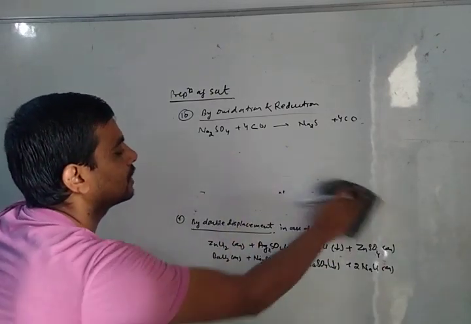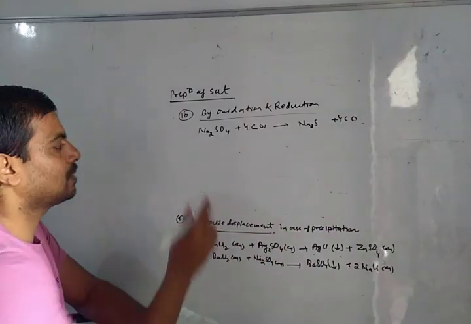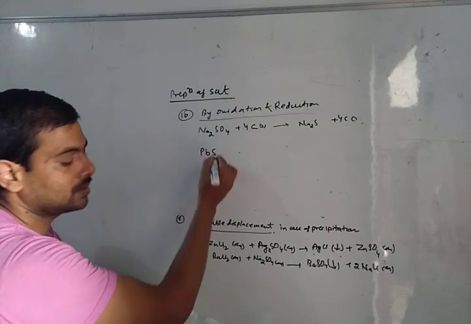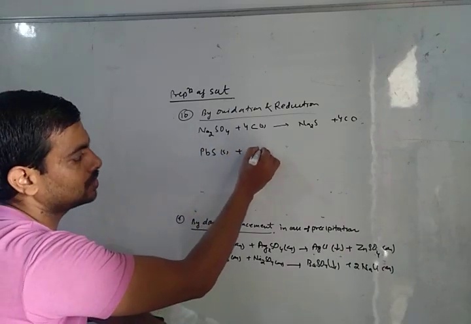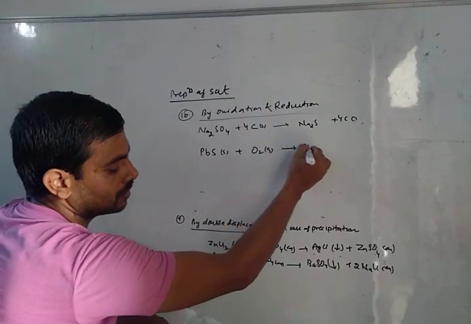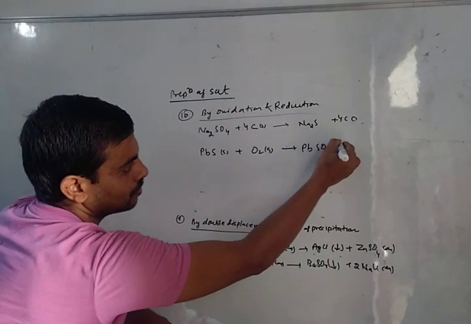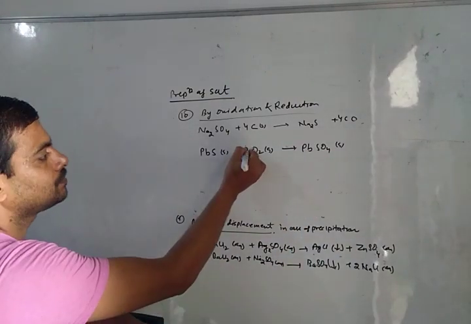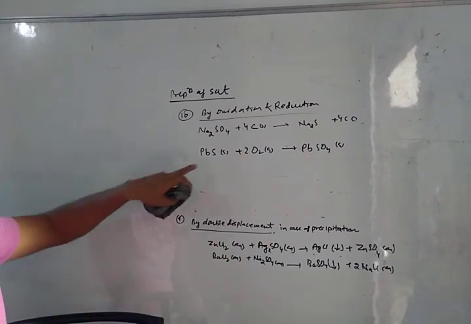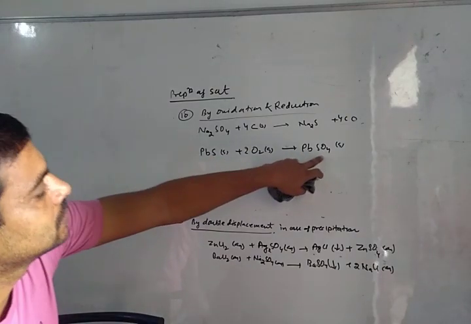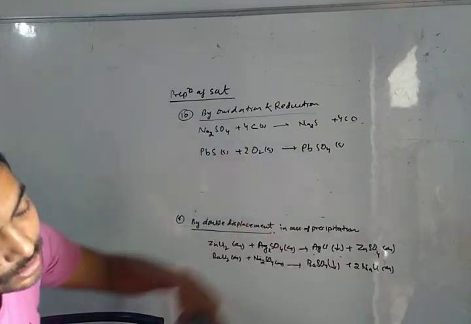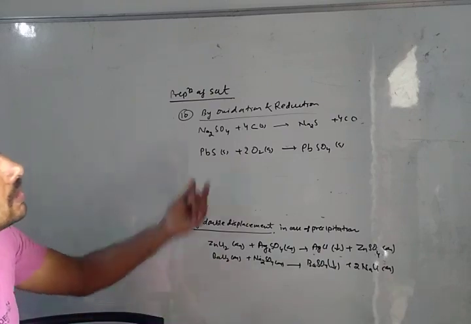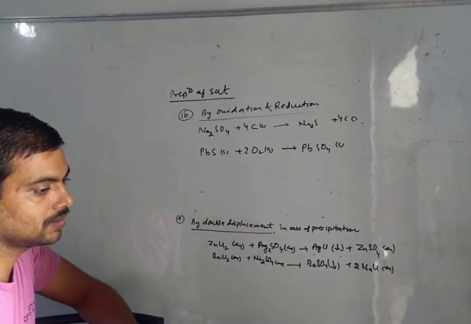If you want, you can write another example too. For example, PbS, lead sulfide, a solid, on treatment with oxygen gas. What happened? PbSO4, solid. Lead sulfide gets oxidized and oxygen gets reduced. So this is by oxidation or reduction. You can say that here mostly the oxidation is observed, right?